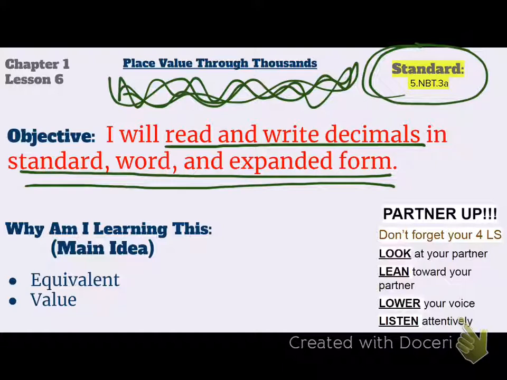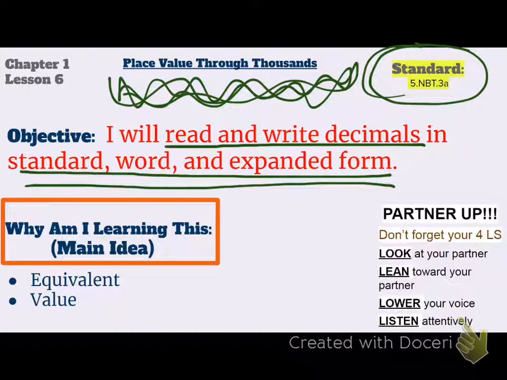Why am I learning this? That question, that main idea, what's the purpose? Well, it's a standard in school, but also, again, there's that word equivalent. We have to see that sometimes things look different, but they have the same value. Whether it's written with words or it's expanded out to show the place value, it can be the same amount. When you think about value today, we'll be writing out the place value of certain decimals. You'll be able to understand how much something is worth.